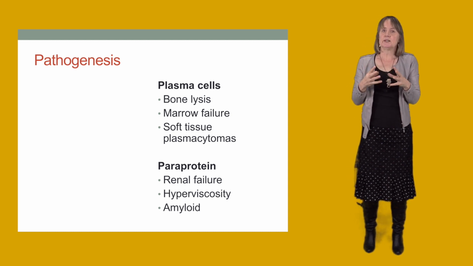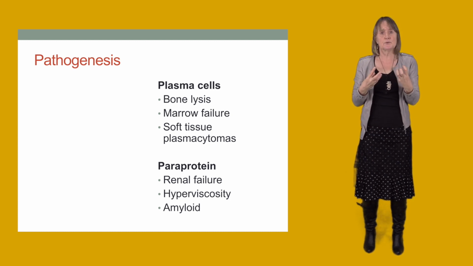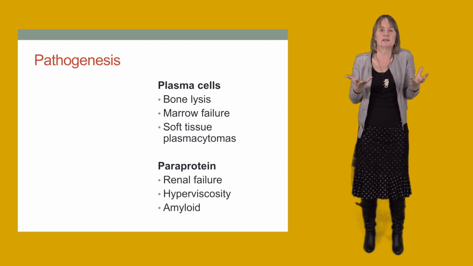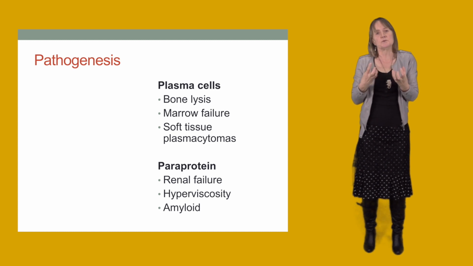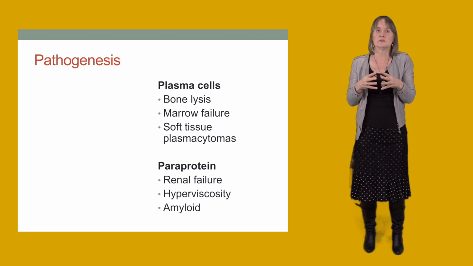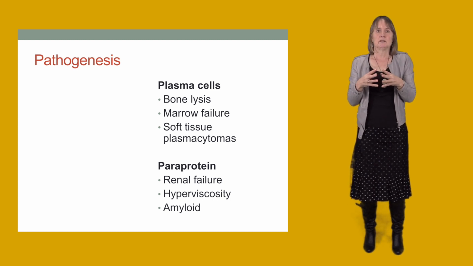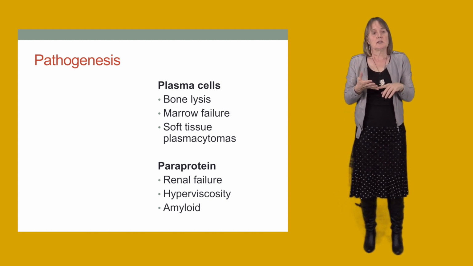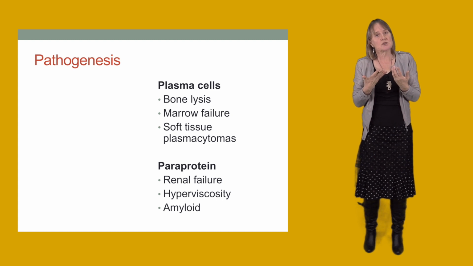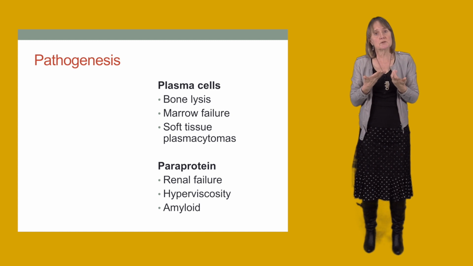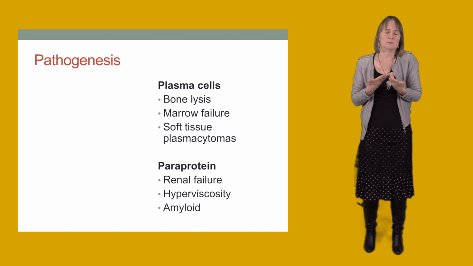It's also possible for lumps of plasma cells to be present outside the bone marrow and outside the bone, so soft tissue plasmacytomas, which just means an accumulation of abnormal plasma cells. And this can be responsible for things like spinal cord compression, when you get a plasmacytoma that's pressing on the spinal cord. So the paraproteins can cause a number of problems. They can cause renal failure due to predominantly light chains accumulating in the renal tubules, although renal failure in myeloma can be caused by many different things.